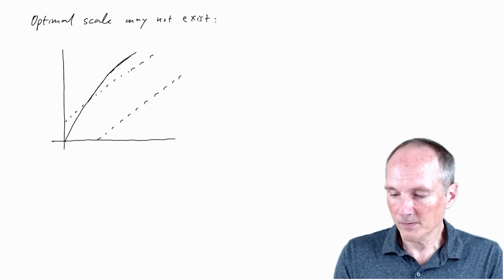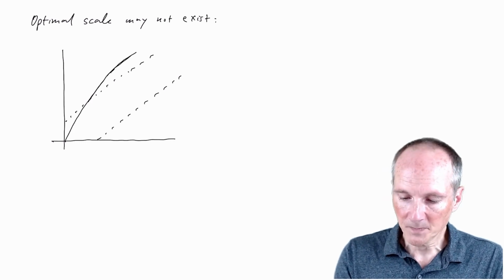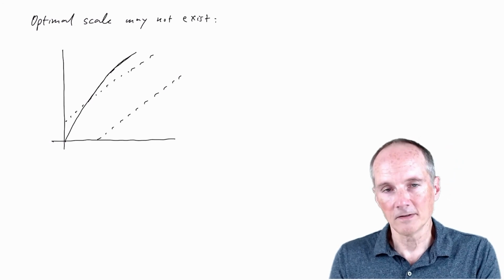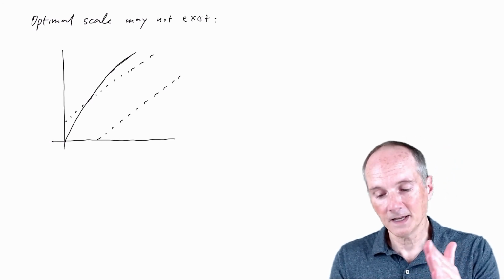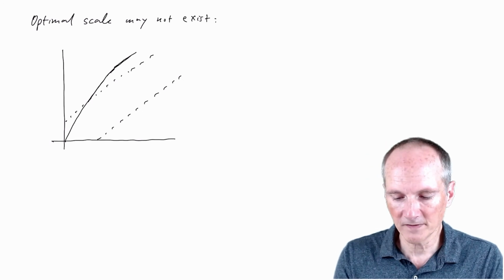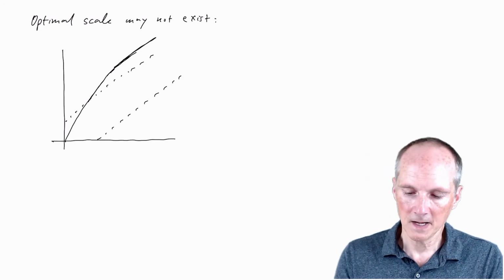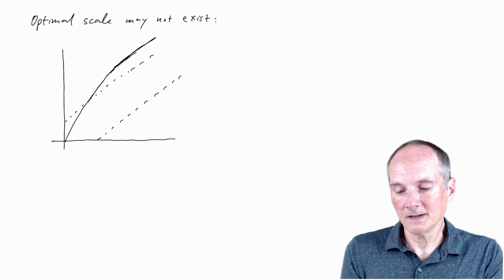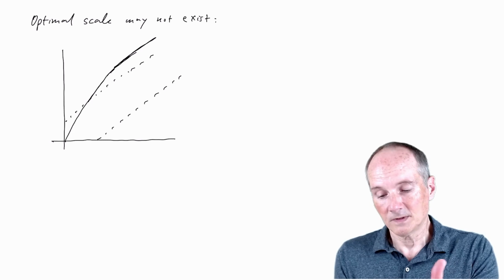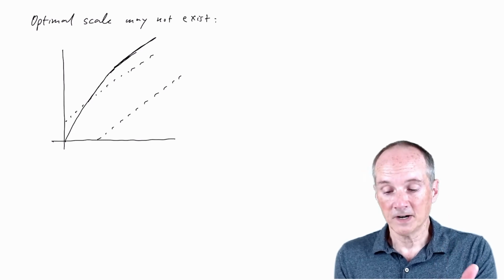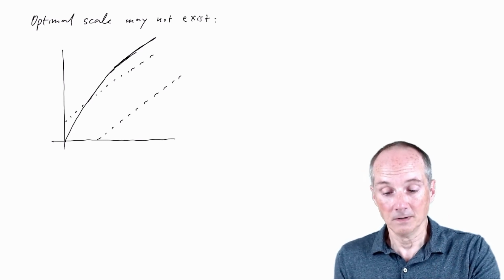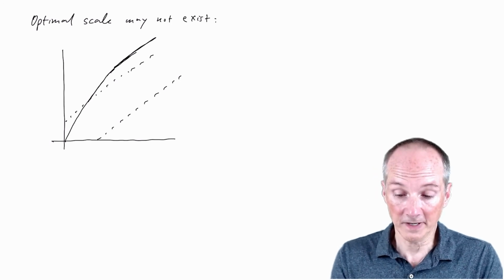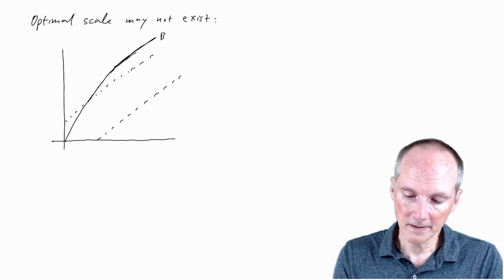I want you to imagine that the slope of the benefit function is always greater than the slope of the dashed line, but that it's getting closer and closer to the slope of the dashed line. Okay, so because the slope of the benefit function never actually goes back below the slope of the dashed line, it's going to stay above it forever.